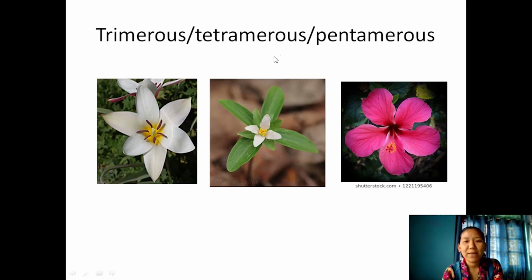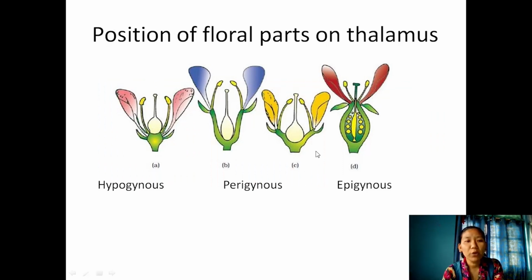Okay, tetramerous and pentamerous are found in dicotyledon plants. So here you can see, count the petals here, there are 4. Okay, tetramerous. And in this case, 5 petals, pentamerous. Now next, the position of the floral parts on the thalamus, that is the receptacle.